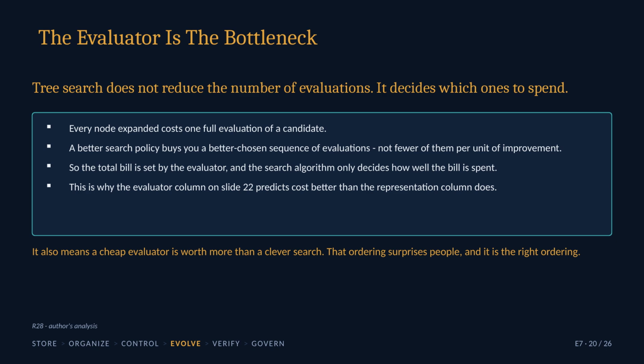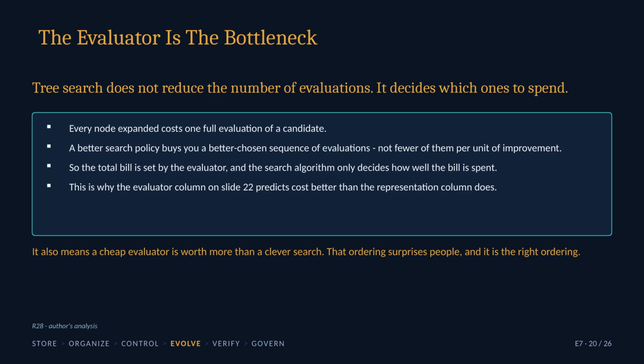Which gives the most practical claim in this episode. Tree search does not reduce the number of evaluations you need. It decides which ones to spend. Every node expanded costs one full evaluation of a candidate. A better search policy buys you a better chosen sequence of evaluations, not fewer of them per unit of improvement.